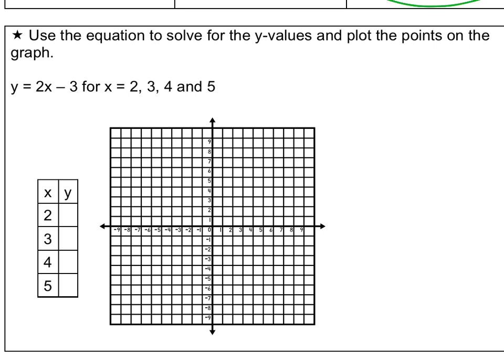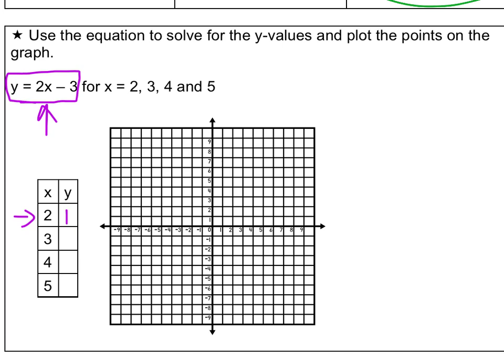So for our final question, we're going to solve for y and then plot them. So it says that y is 2x, so whatever x is, we're going to multiply by 2, then subtract 3. All right, so start here. What is 2 times 2? Again, I'm doing it times 2 because it says 2x, which is 2 times x. 2 times 2 is 4, and then we have to subtract 3. 4 minus 3 is 1, so y would be 1.